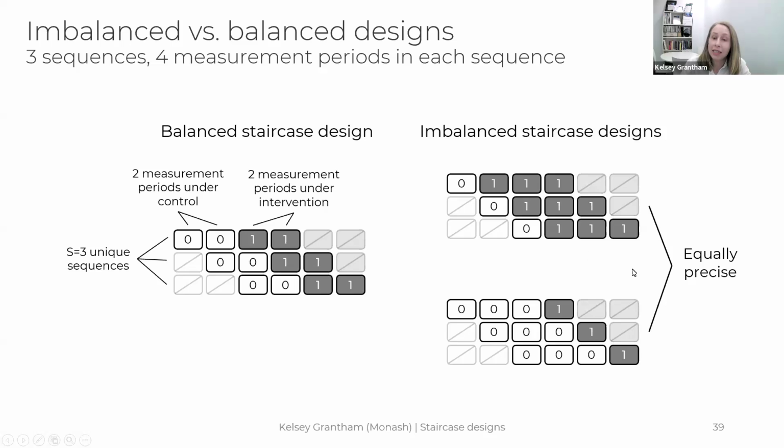The question is, how many sequences do we need? We'd still need to explore that. And then the other question is, would a balanced staircase design actually be better than an imbalanced design, because it's providing more control cells to compare within periods to the intervention cells? So we don't have any definitive answers on this yet, but there's a lot more to consider, because there's this degree of freedom with which staircase design do we use.